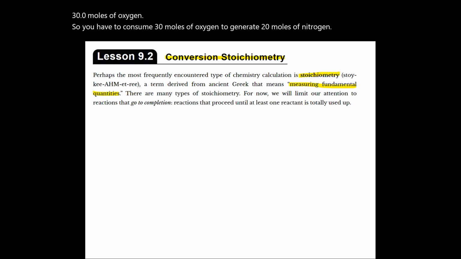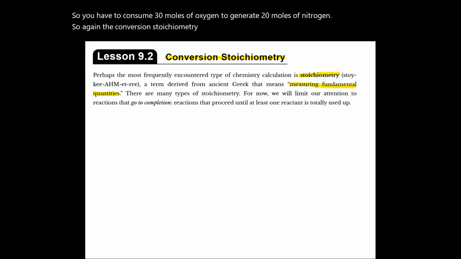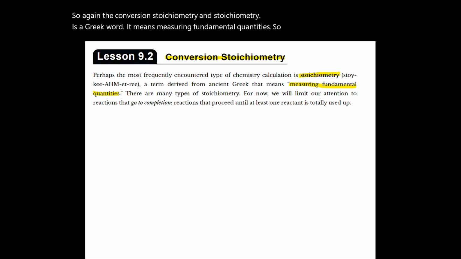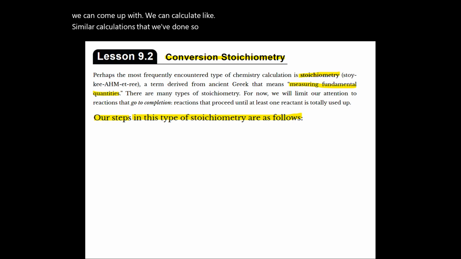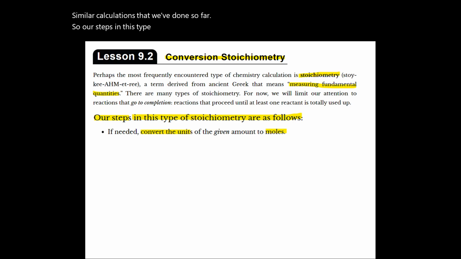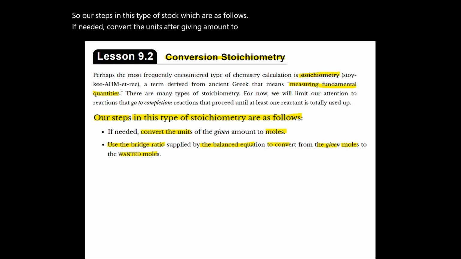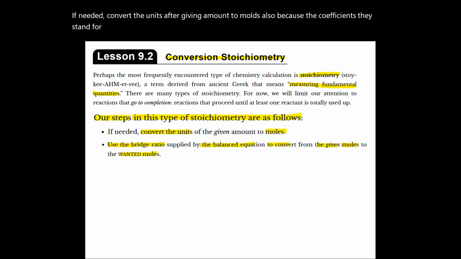So again, the conversion stoichiometry is a Greek word. It means measuring fundamental quantities. So we're just using the coefficient we can come up with. We can calculate similar to calculations that we've done so far. So our steps in this type of stoichiometry are as follows. If needed, convert the units of the given amount to moles. So because the coefficients, they stand for moles, not for grams, the coefficients that we see in a chemical reaction.